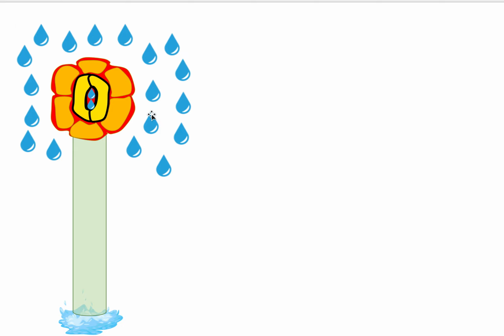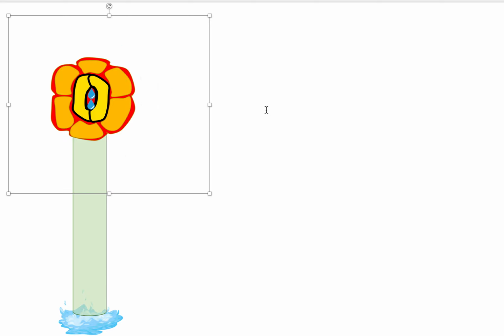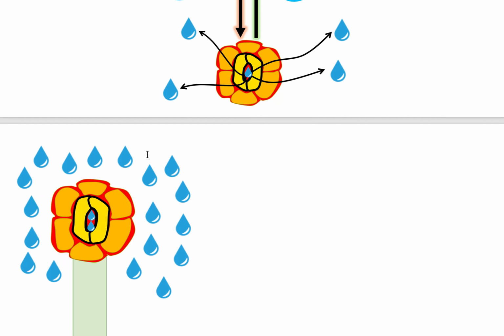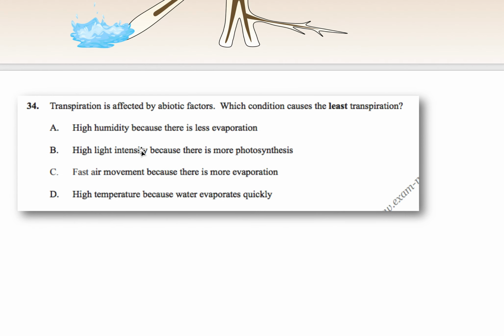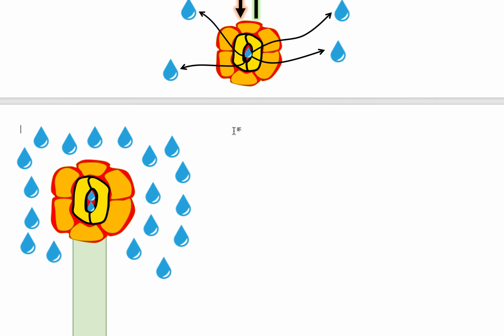Right? But if there's low humidity, so a lot less of these waters, then there's a lot of space for this water to exit into, and so transpiration will be increased. So what we can say is that, in fact, humidity will decrease transpiration. So let's see if that's what the question said. High humidity will do least transpiration because there is less evaporation. That's true. Less of the water will evaporate because the surrounding air is already crowded with water.